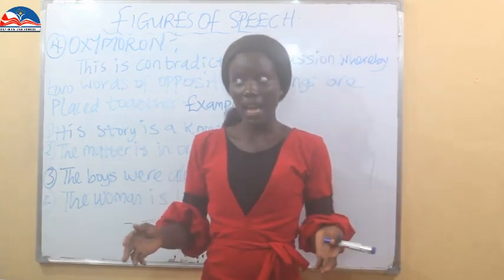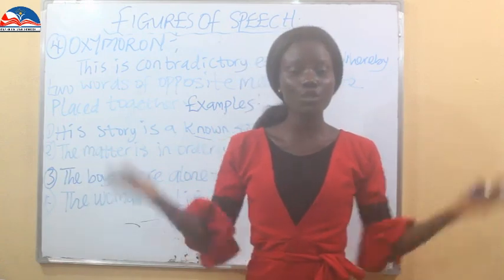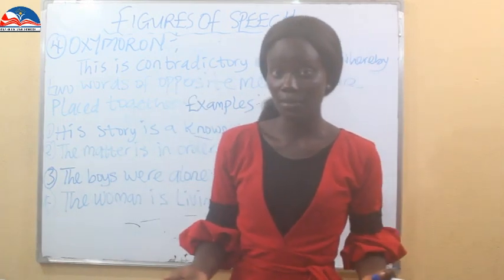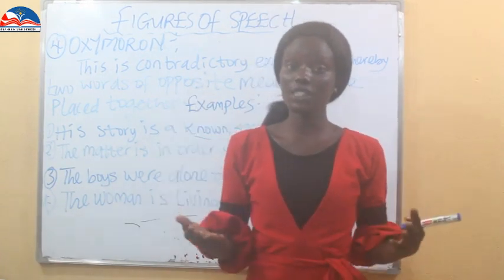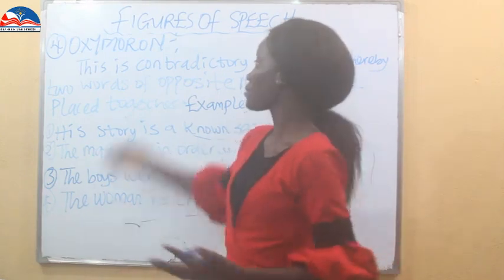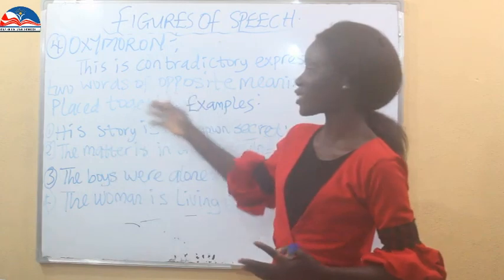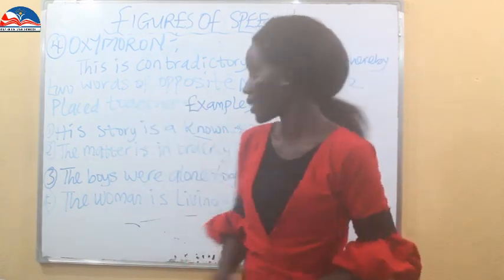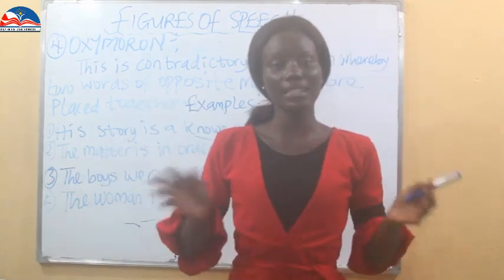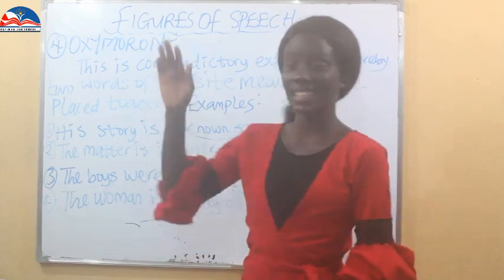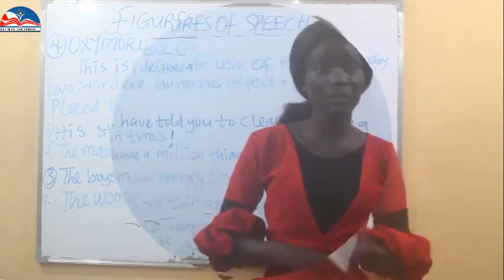Dead. Placing two opposite words side by side. We have a contradictory expression, placing two words of opposite meaning. Living and dead, they are opposite words. Then we are going to move to the next figure of speech.